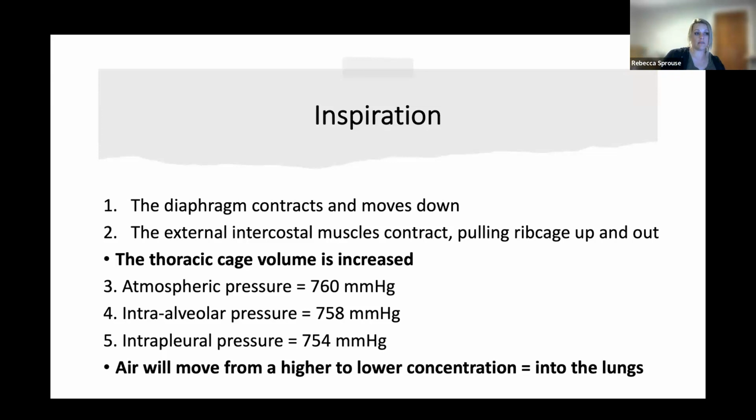So what you just did by increasing that volume is you decreased the pressure in your lungs to 758, which is lower than atmospheric pressure. This doesn't change. This is 760. So air moves with a concentration gradient, just like blood and solutes. So it's going to move from a higher to lower concentration. It's going to move from the area of higher concentration, which is outside, to the area of lower concentration, which is inside. And that allows you to take air into the lungs. Air is going to move into the lungs.